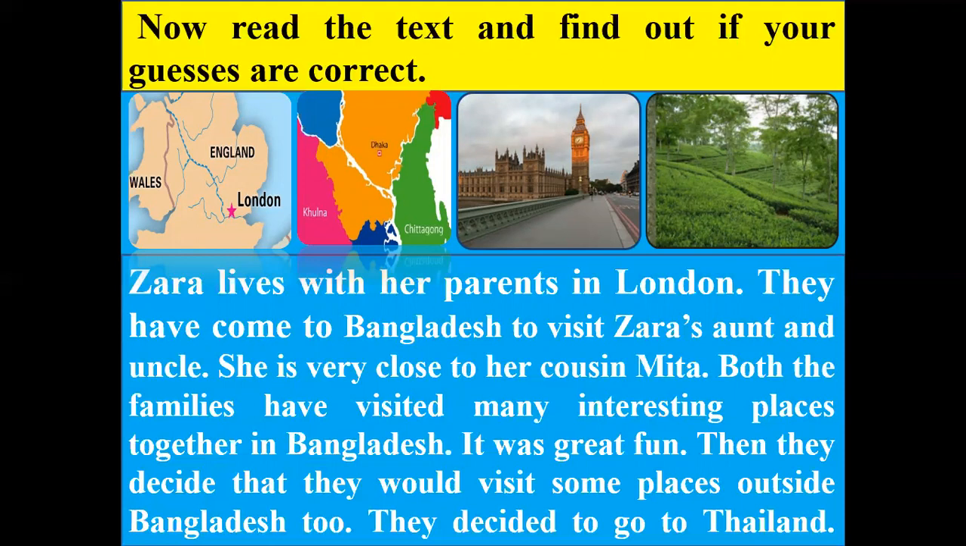Here I am reading the text and it will be helpful for you to understand the meaning of the text. Zara lives with her parents in London. They have come to Bangladesh to visit Zara's aunt and uncle. She is very close to her cousin Mita. Both the families visited many interesting places in Bangladesh. It was great fun. Then they decided that they would visit some places outside Bangladesh too. They decided to go to Thailand.